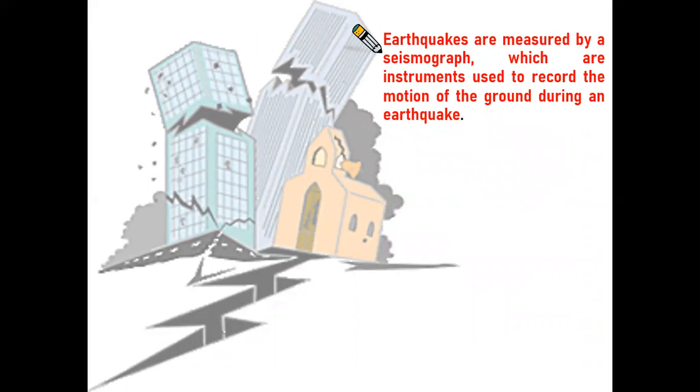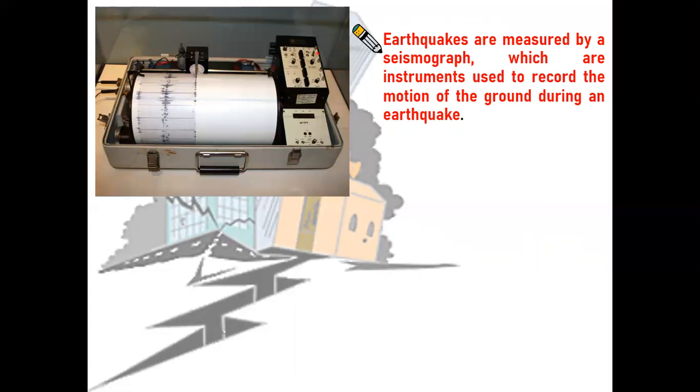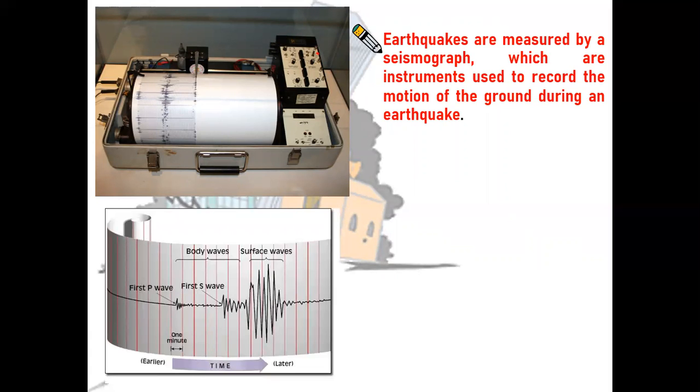So earthquakes are measured by a device that is called a seismograph. And this device is an instrument used to record the motion of the ground during an earthquake. Okay, there are big ones and smaller ones, but they all have the same science around it. And it's a very simple one. These detect the waves, and they have different kinds, and that's how we know that we have different waves.